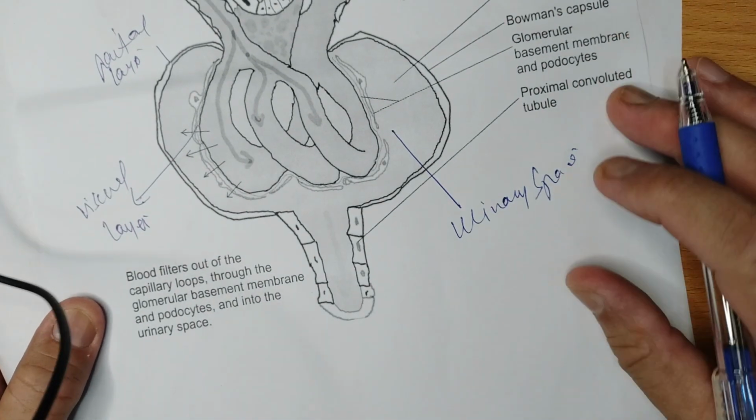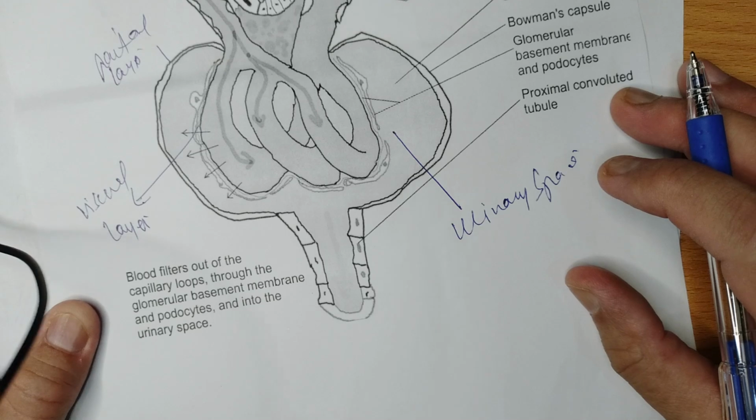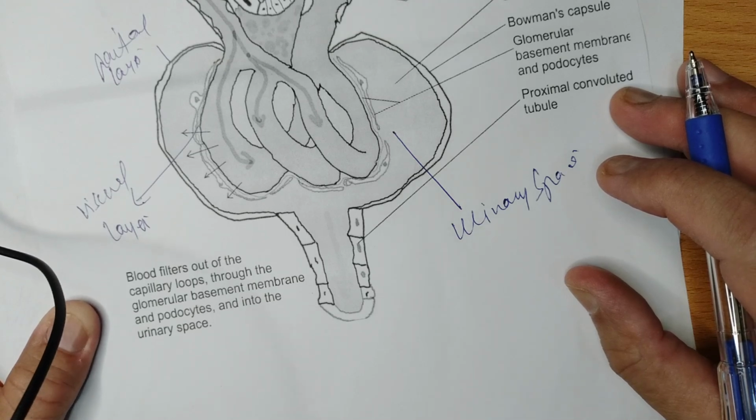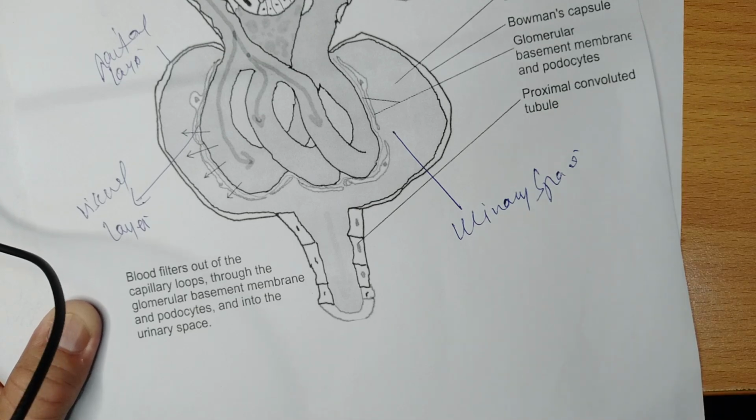It is very important to know that this Malpighian corpuscle is actually the first step in urine formation, filtering waste products and excess substances from the blood. Blood filters out of the capillary loops through the glomerular basement membrane and podocytes and into the urinary space.